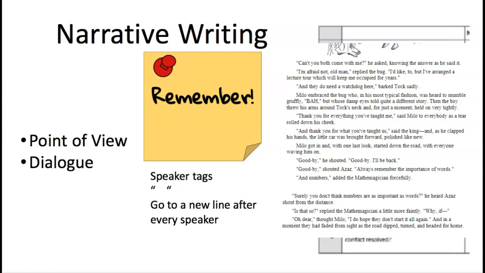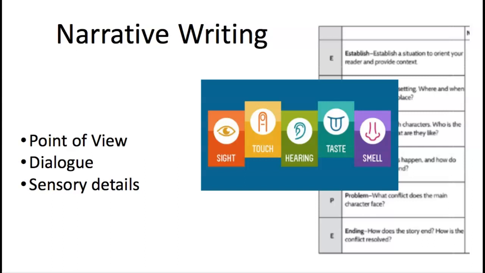And then we remember that narrative writing has sensory details. Sight words help the reader see what's going on. Help them to touch, hear, taste, and smell. Help the reader to feel like they're there. Remember, show, don't tell.